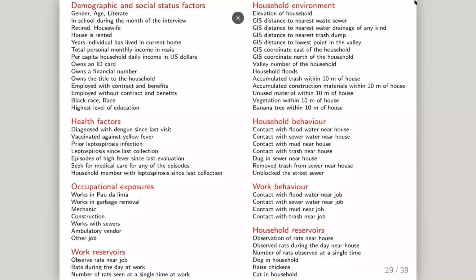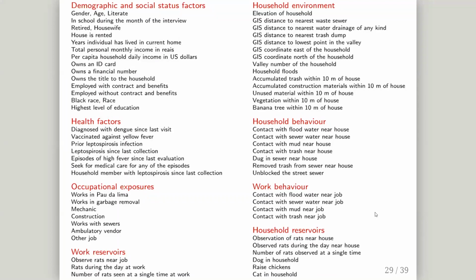Household environment variables such as elevation of the household or distance to the nearest waste sewer, trash dump, household floods. We also have household and work behavior such as contact with flood water, sewer water, mud or trash near house or near job. We also have household and work reservoirs such as observing rats near house or near job and number of rats observed at a single time. So we have all of these variables.